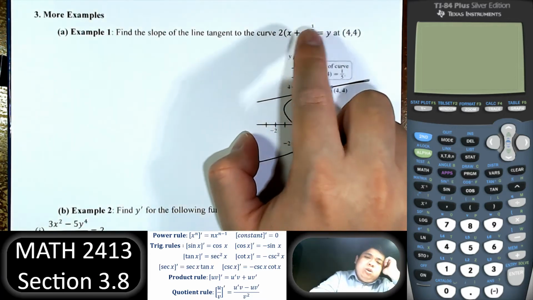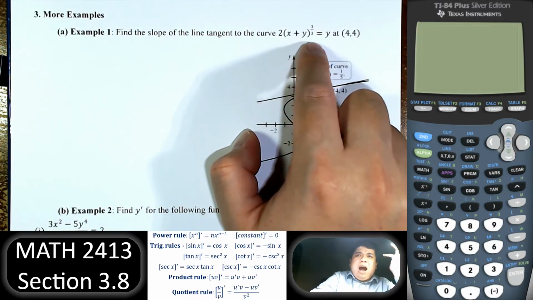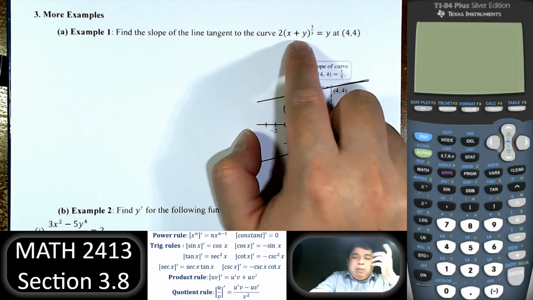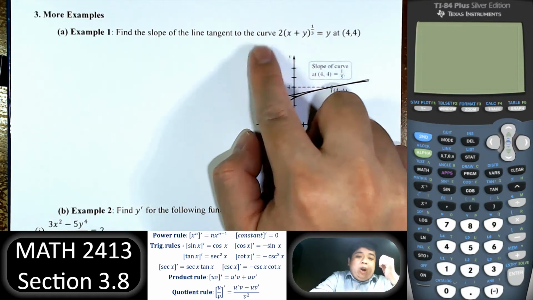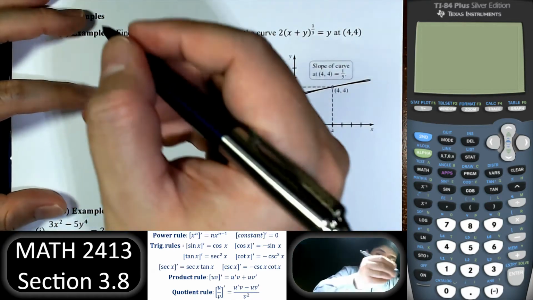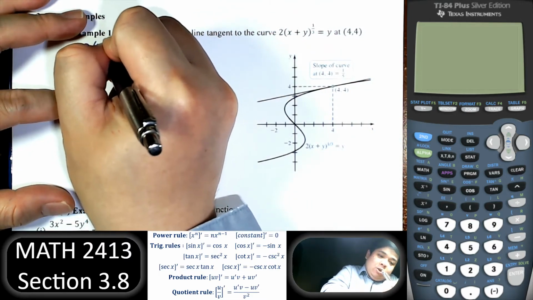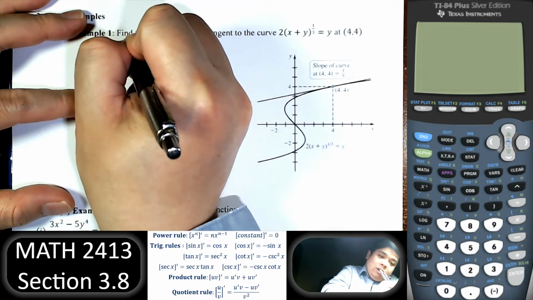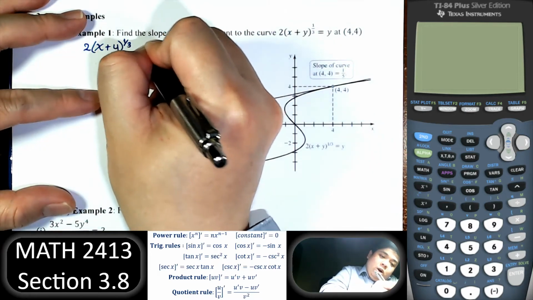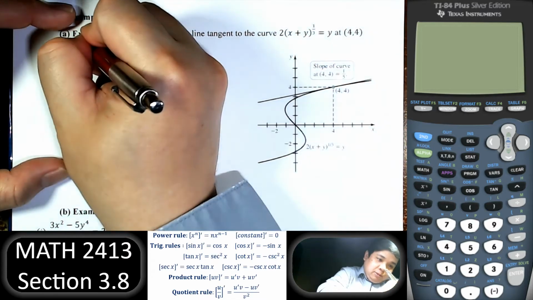Now if we have to take the derivative with the 1/3 power, of course the product rule and the chain rule still work, but that's complicated. So why don't we cube both sides? That makes things a lot easier to evaluate. So (2x + y)^(1/3) equal to y. What if we cube both sides?